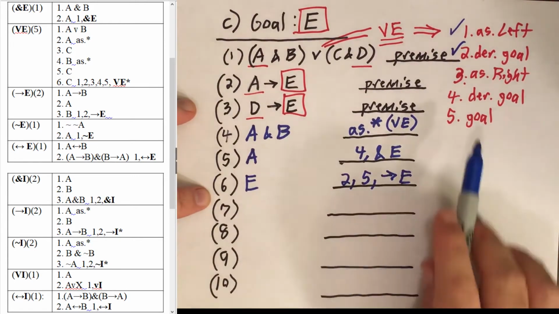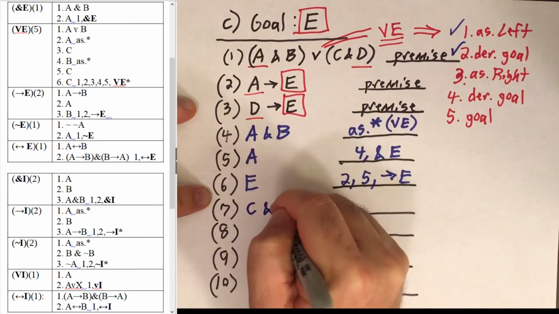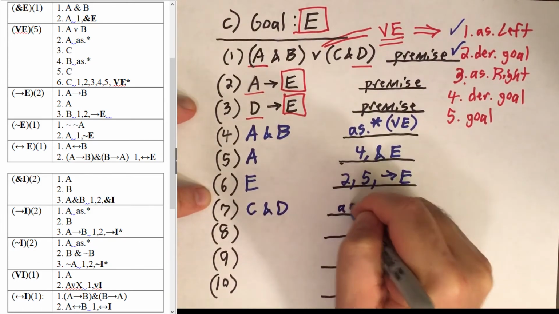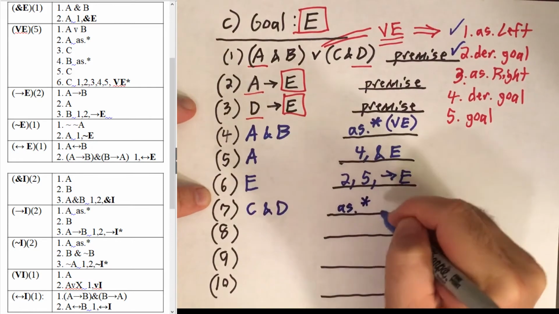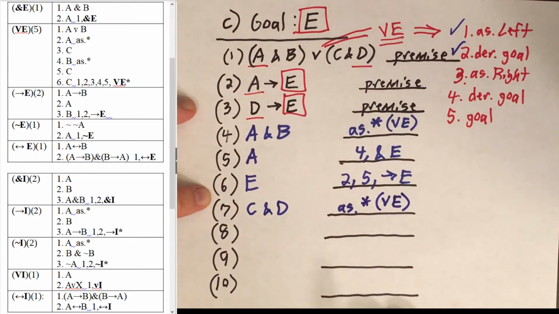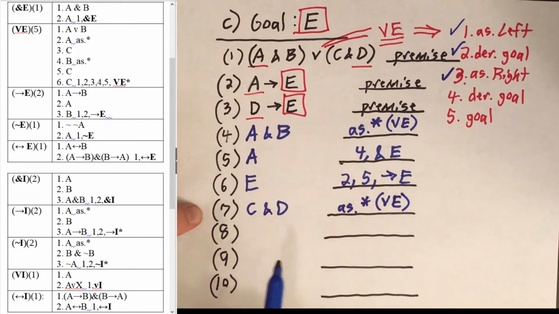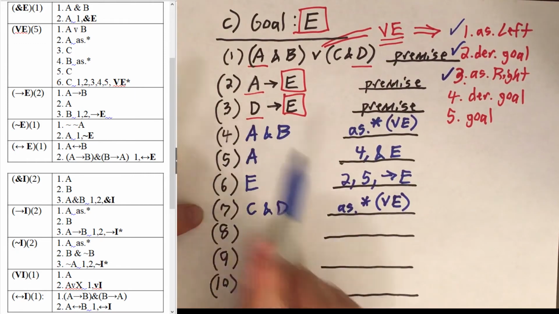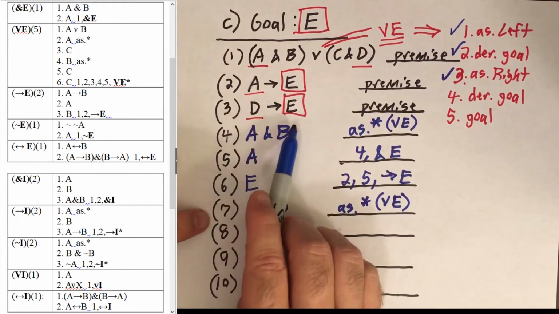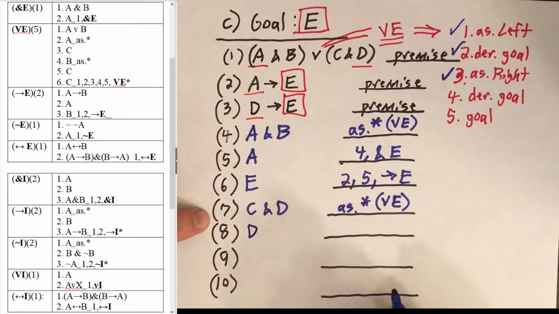Step 3, assume the right side. Here I am. There we go. C and D. Where did I get that? From the rule. I assumed it. And this will be a legal assumption as soon as I use that rule. Good. So now what is my goal? I am trying to derive my goal again. I'm trying to get E. Well, look at line 3. I need D in order to get E, and look at line 7. It's ready to take from line 7.